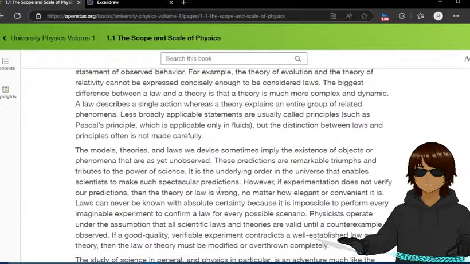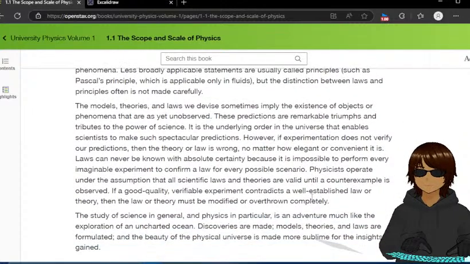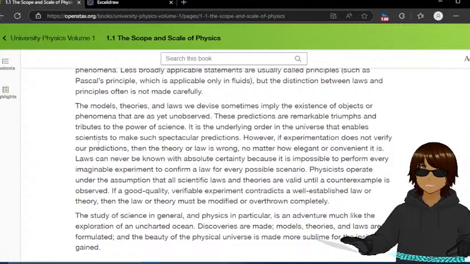However, if experimentation does not verify our predictions, then the theory or law is wrong, no matter how elegant or convenient it is. Laws can never be known with absolute certainty because it is impossible to perform every imaginable experiment to confirm a law for every possible scenario. Physicists operate under the assumption that all scientific laws and theories are valid until a counterexample is observed. If a good quality verifiable experiment contradicts a well established law or theory, then the law or theory must be modified or overthrown completely.